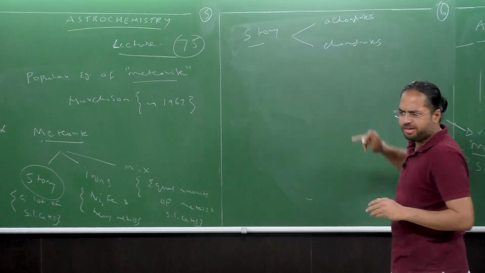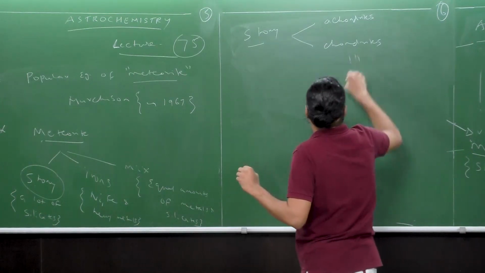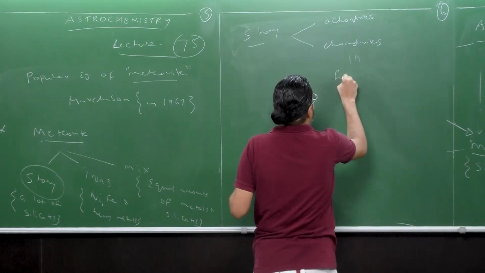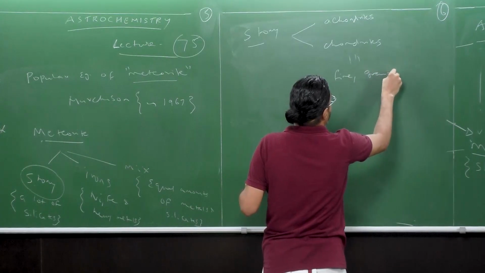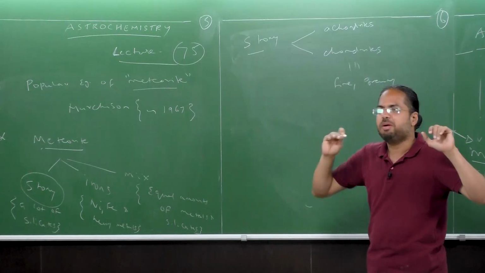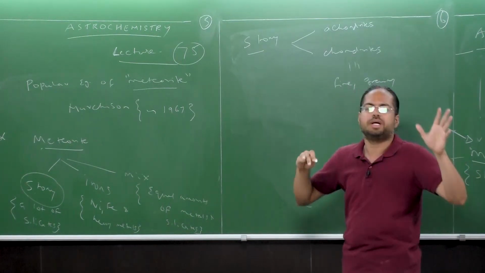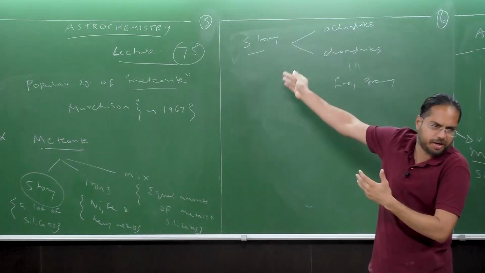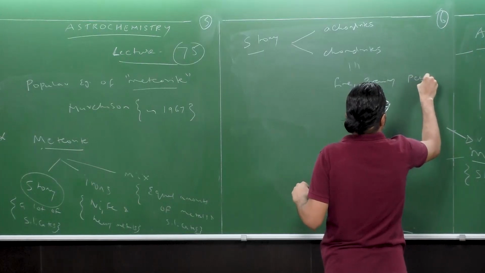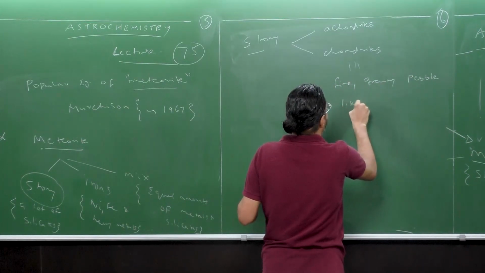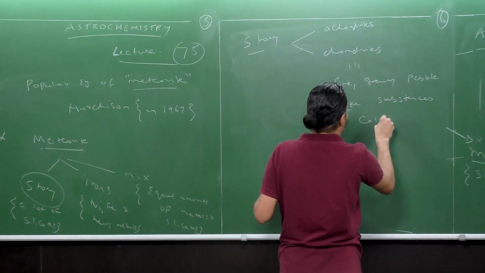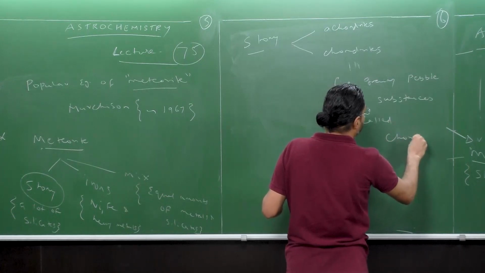In the chondrites, you have fine, grainy material called chondrules, almost pebble-like. I'm being very vague and qualitative because we're not doing a strict quantitative classification. Please note this. So fine, grainy, and pebble-like substances called chondrules.